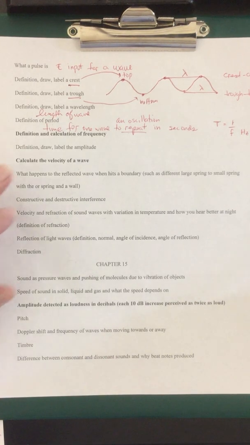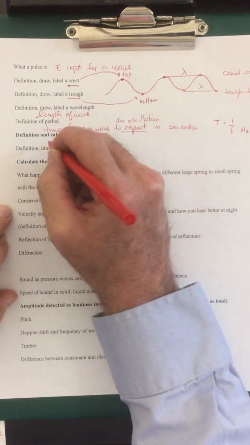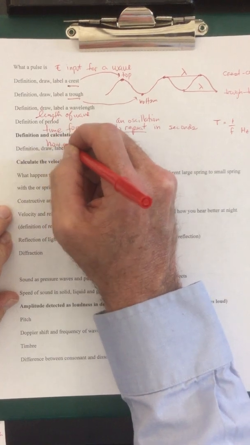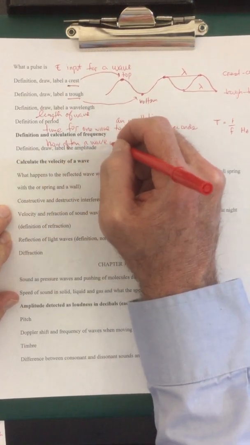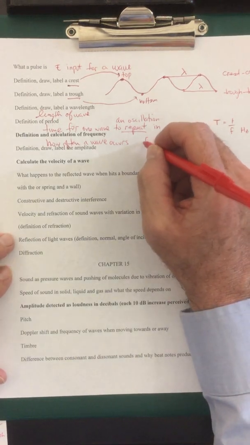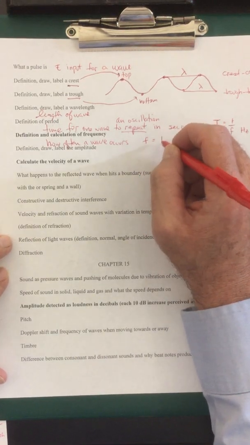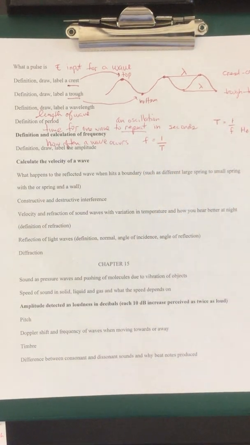Definition and calculation of frequency. How often does this wave occur? How often a wave occurs. It is measured as the number of waves per second, and the frequency will be equal to 1 over the period. It's the inverse of the period.